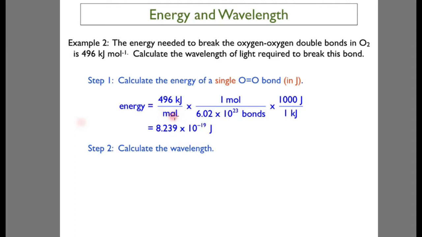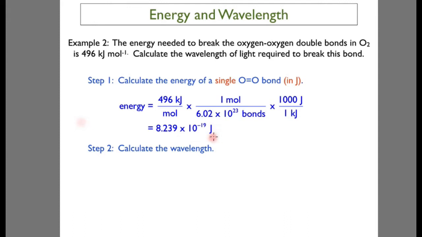Okay, so we need to find out how much it would be for 1 bond, and we know that 1 mole is 6.02 times 10 to the 23, so we're going to use this conversion factor to convert it into what it would be for 1 bond. Then we've given it in kilojoules, but we need it in joules, and so we can use this conversion factor here, where 1 kilojoule equals 1000 joules. You do the math, and you get 8.239 times 10 to the minus 19 joules.